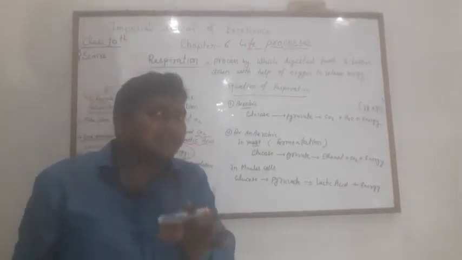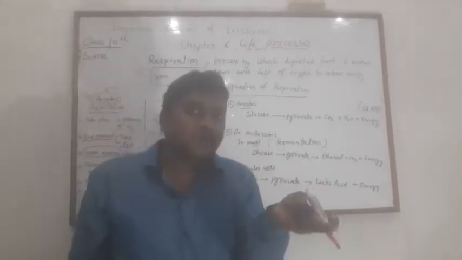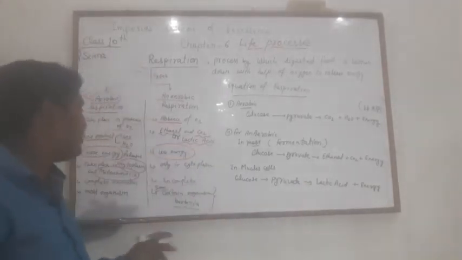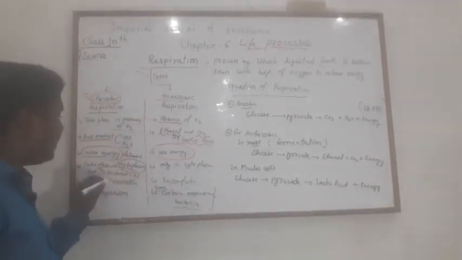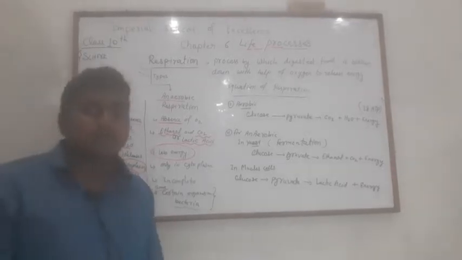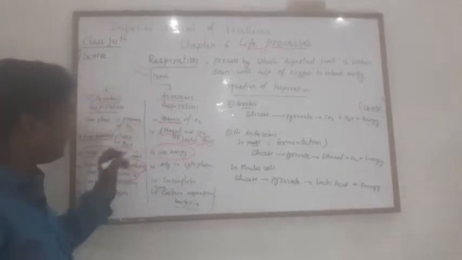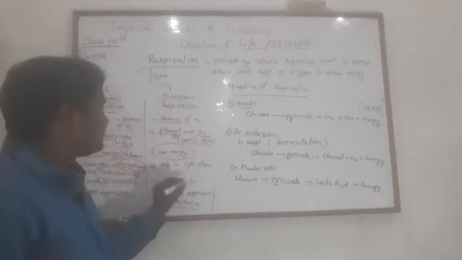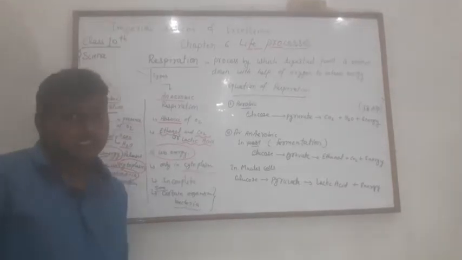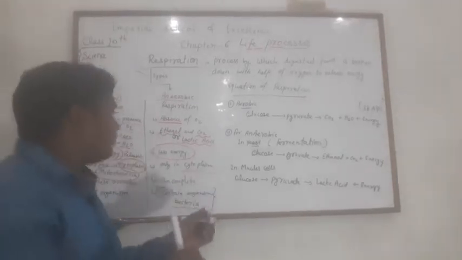Everyone knows that the cell has three components: nucleus, cytoplasm and cell membrane. So aerobic respiration happens in the cytoplasm and mitochondria, and the mitochondria is also known as the powerhouse of the cell. But anaerobic respiration only happens in the cytoplasm of the cell.